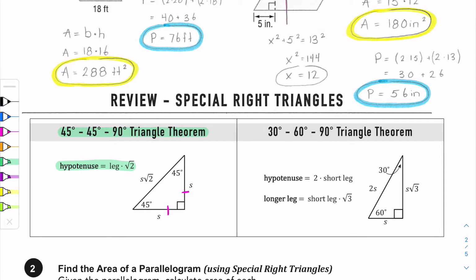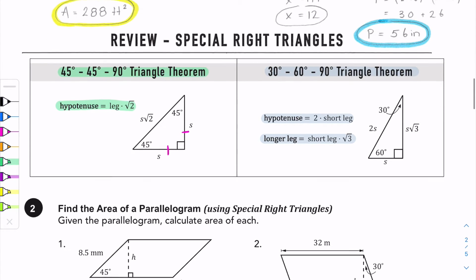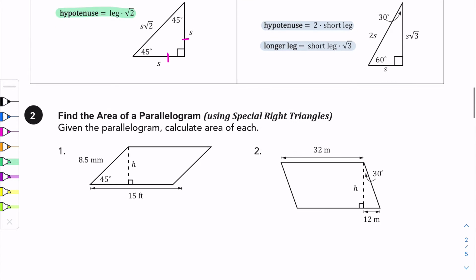Besides a 45, 45, 90, we have a 30, 60, 90 triangle. A 30, 60, 90 triangle has a short leg, a long leg, and a hypotenuse. The formula for the hypotenuse is 2 times the short leg. The longer leg is equal to the short leg times the square root of 3. So you might have to use these triangles to answer parts of the next problem.